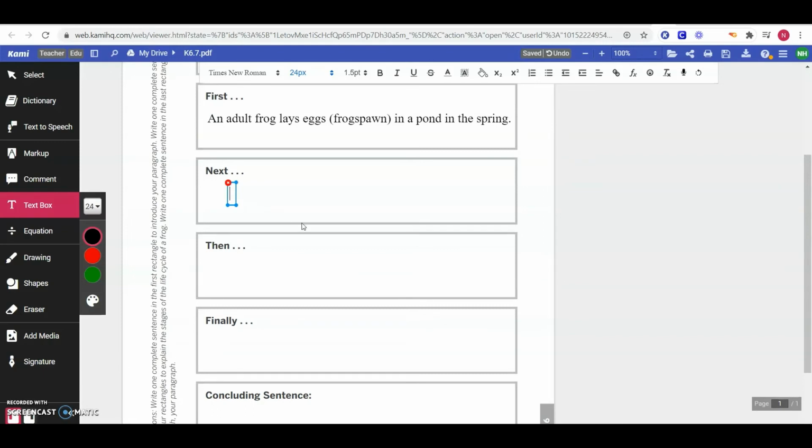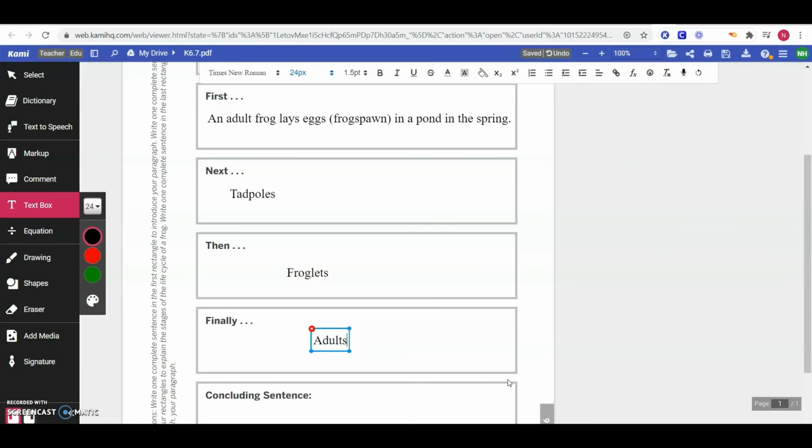Our next step, I'm not going to write complete sentences on these ones. I'm going to just do a couple of short phrases or words to help you remember when you are writing complete sentences. All of your sentences will need to be complete sentences. The next thing that happens is tadpoles hatch from the eggs. Then the tadpoles start to grow legs and they become young frogs or froglets. And finally, the frogs become adults.